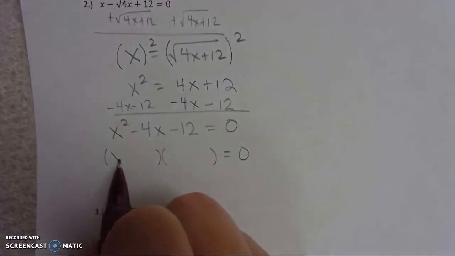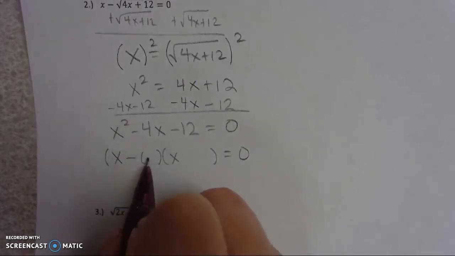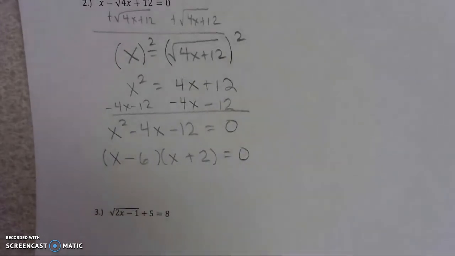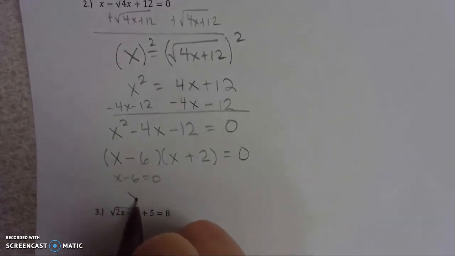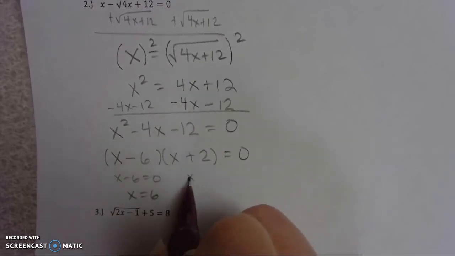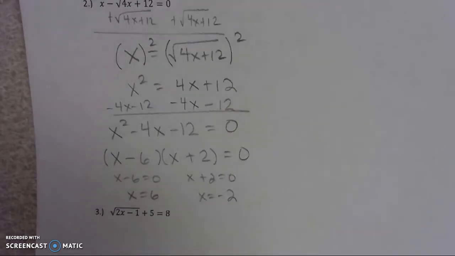Alright, so I'm looking for what multiplies to give me a negative 12 and will add to give me a negative 4. Alright, and I believe that will be negative 6 and positive 2. Then when I take and set those equal to 0, I'll find that x equals 6 and that x equals negative 2.